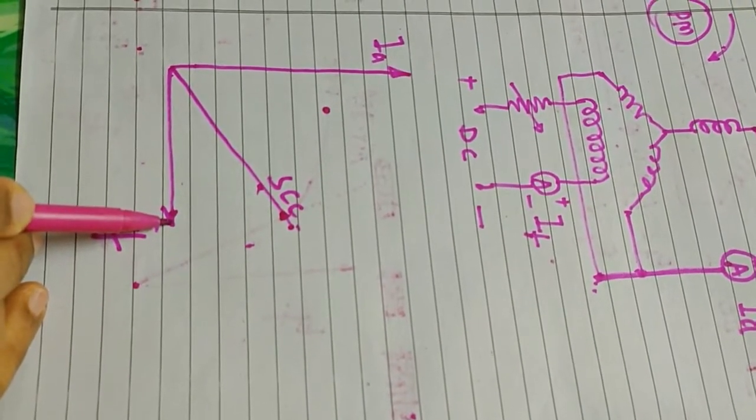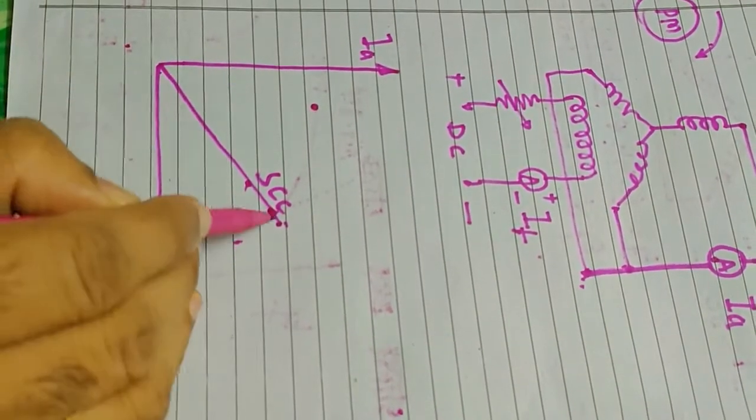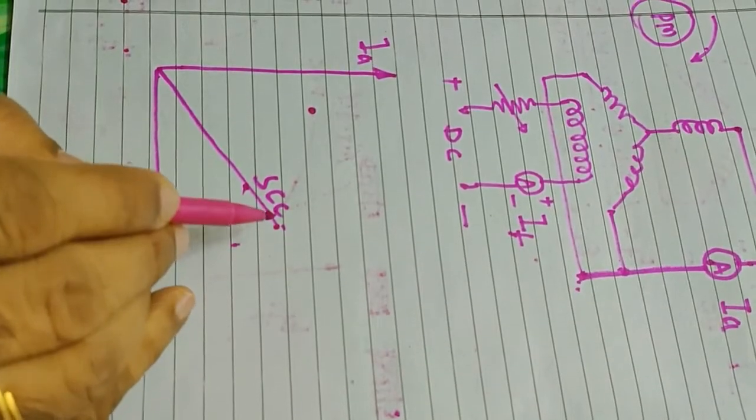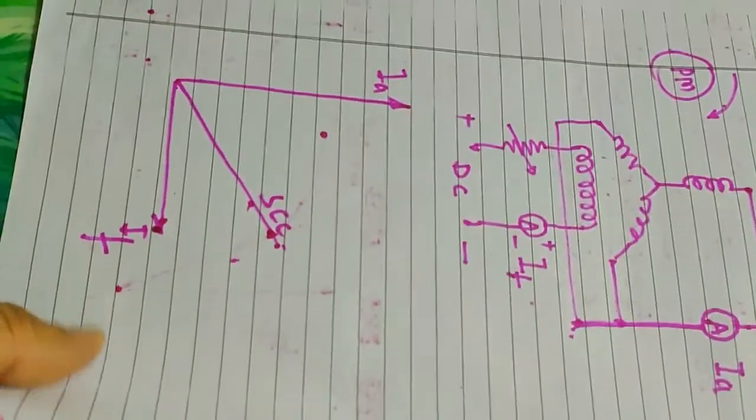Now, why is this a straight line? See the phasor diagram of the synchronous generator. We have already neglected armature resistance, as the resistance is very small.